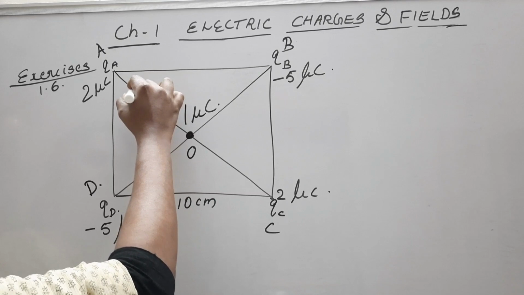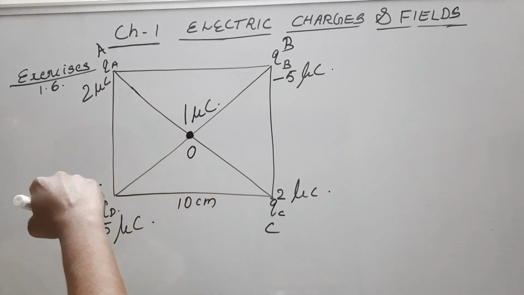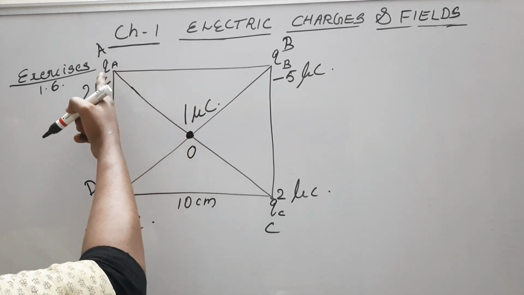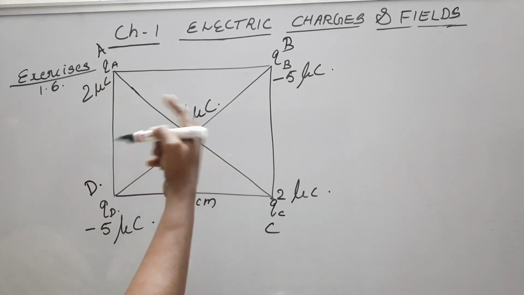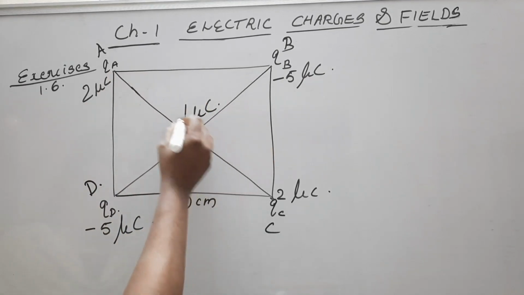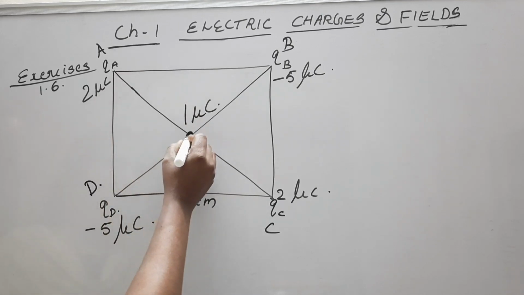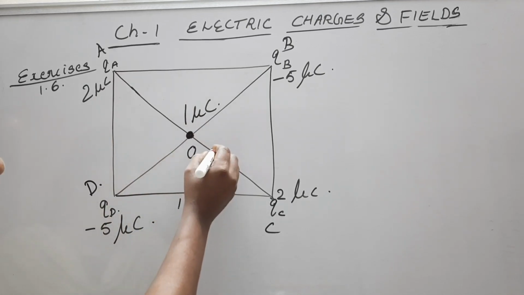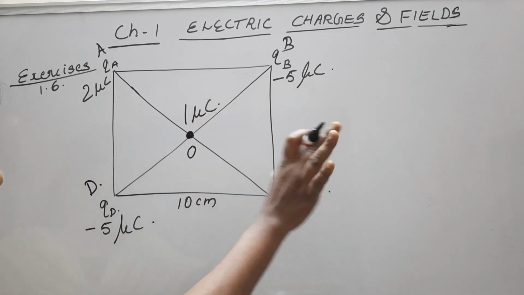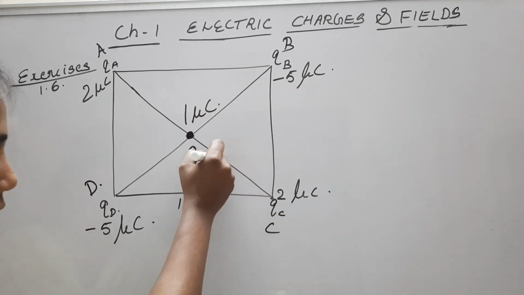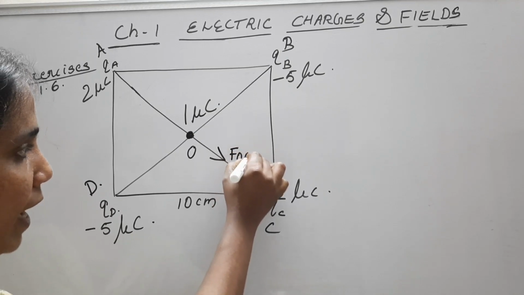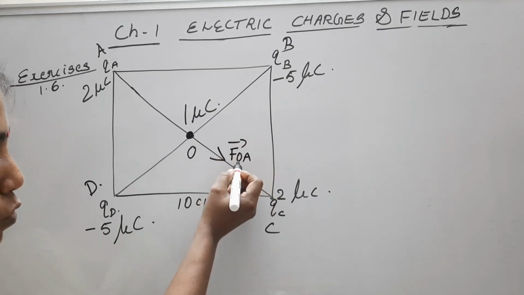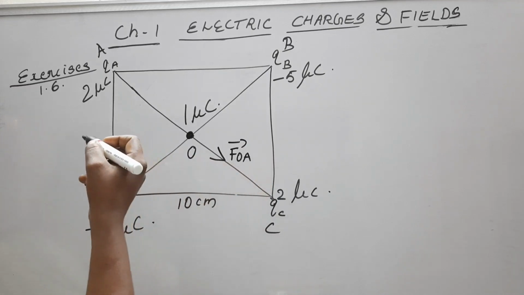Force at O due to the charge at A: see, both 2 microcoulomb and 1 microcoulomb are positive, so the force will be of repulsion. Due to the charge at A, the force along AO will be repulsive, so it repels O and the force acts in this direction. This is FOA. FOA means force on O due to A.